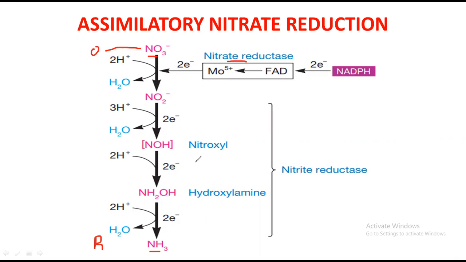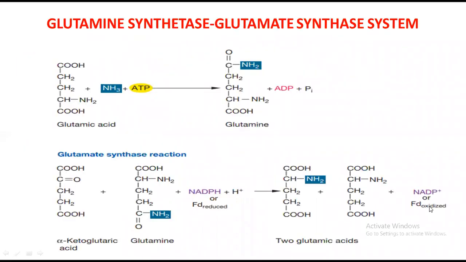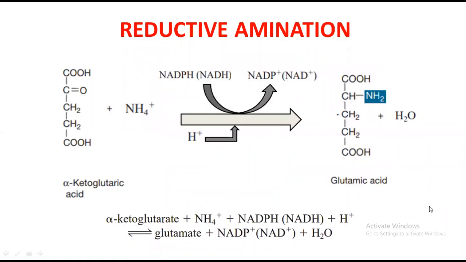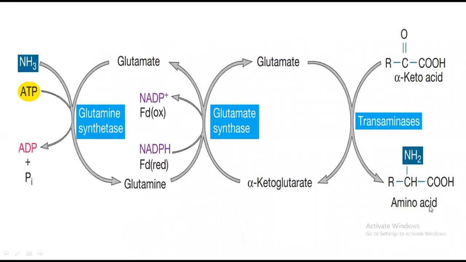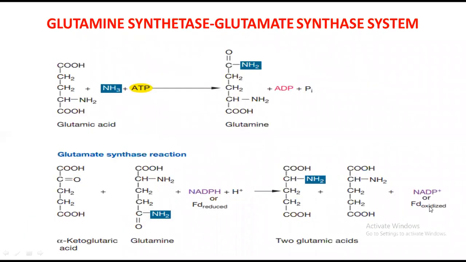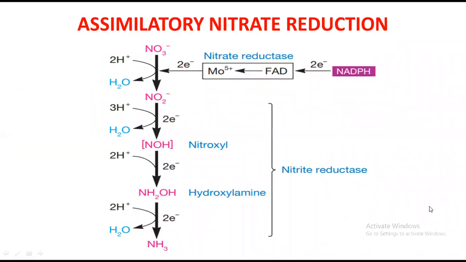So first it will be converted into nitrosyl, then hydroxylamine, and at last it will be converted into ammonia, and then it will follow the normal processes, that is, glutamate synthesis and reductive amination. The amino group will then enter the reductive amination and glutamate synthase system. Okay, but first it should be converted into NH3.